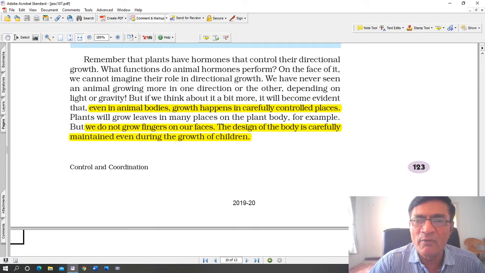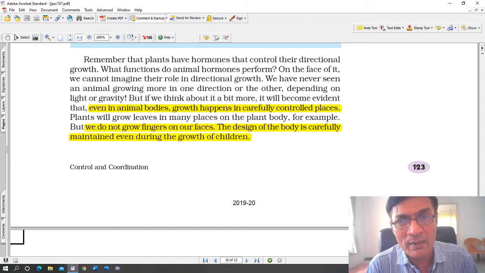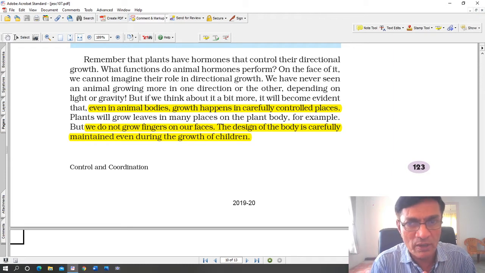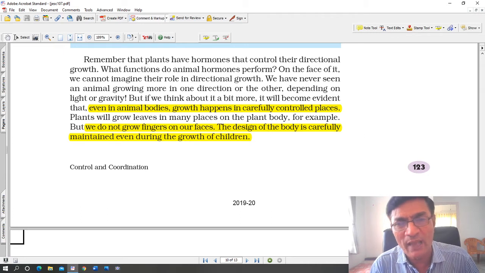Remember that plants have hormones that control the directional growth. The plant hormones are auxins, gibberellins, cytokinins, abscisic acid. Those are plant hormones. Okay, inside our body there are many hormones. They regulate growth and mechanism.